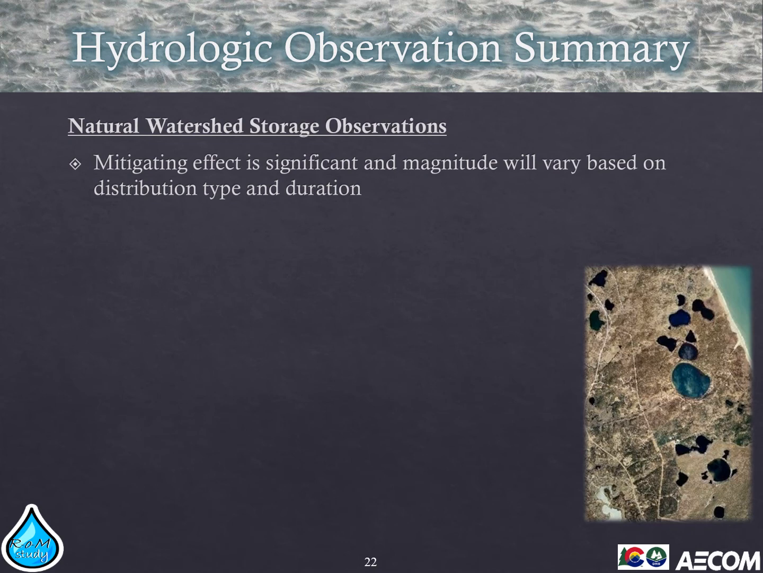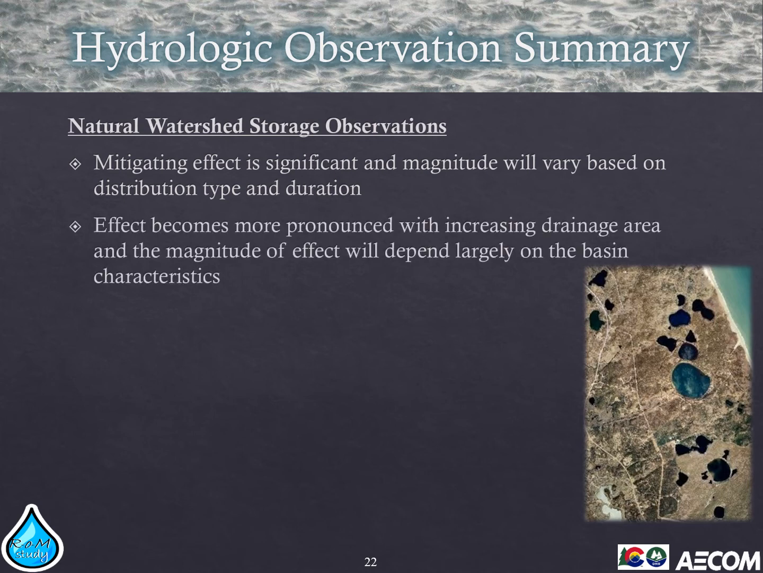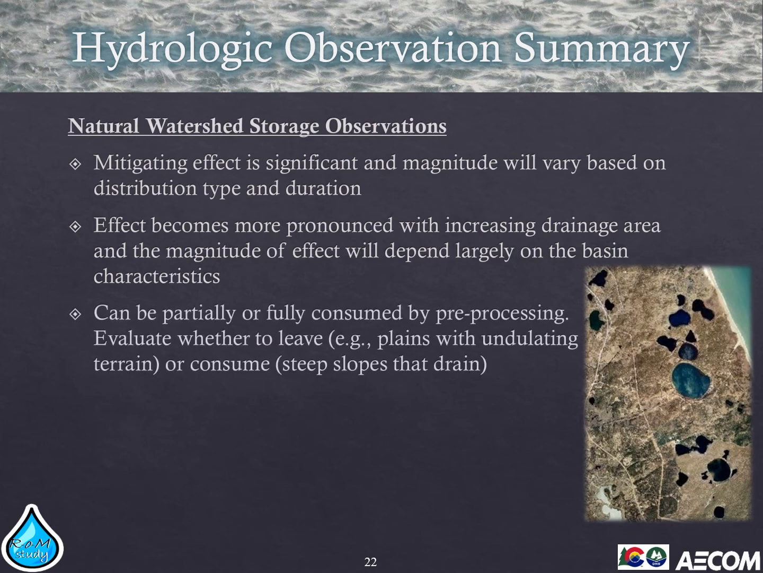And to conclude our observations, looking at the natural watershed storage, what we learned is that the mitigating effect it has can be really significant, and the magnitude is going to vary based on the distribution type and duration that is selected. And that effect is going to become more pronounced with increased drainage area than it would on a smaller basin, and it's going to depend on the basin characteristics itself and where it's located.